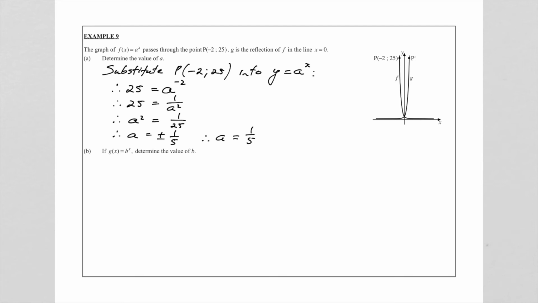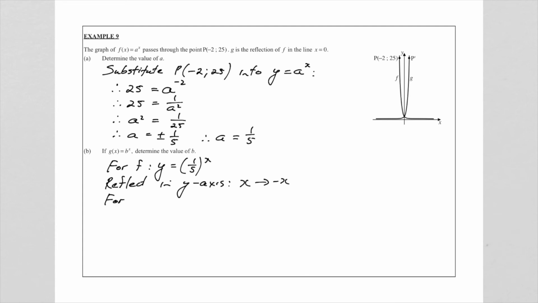So we will say that for f, y is equal to 1 over 5 to the x. And now we must reflect this function f in the y-axis. So we're going to reflect in the y-axis. So that means x will become negative x.